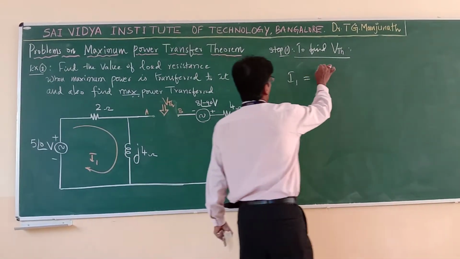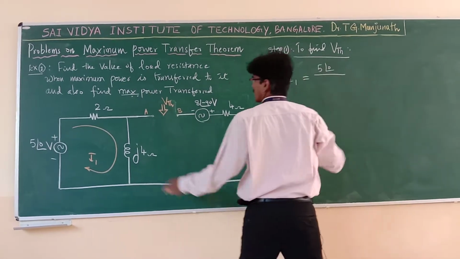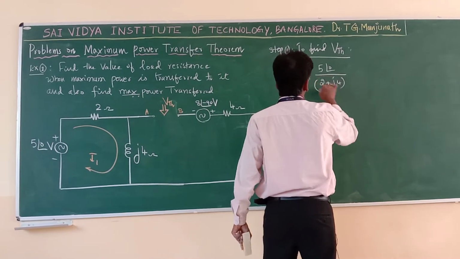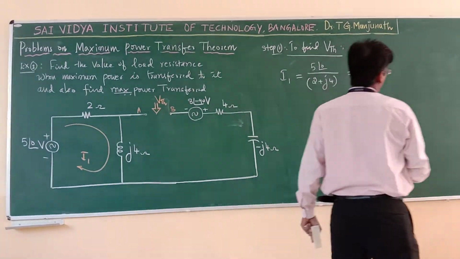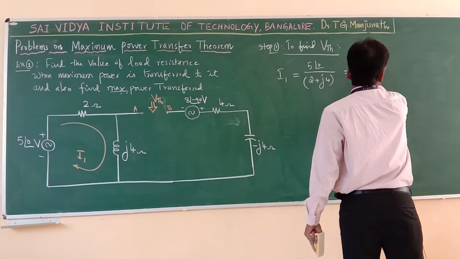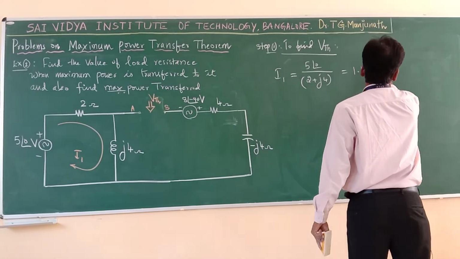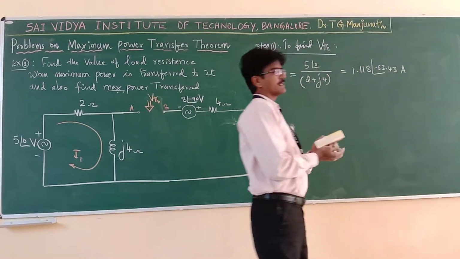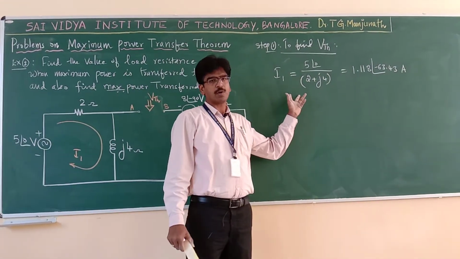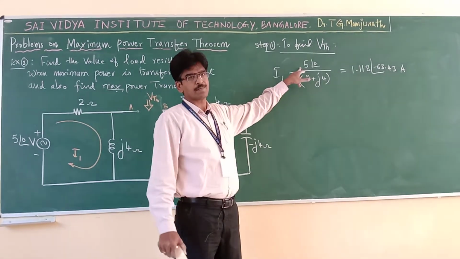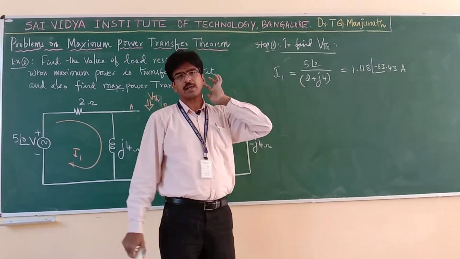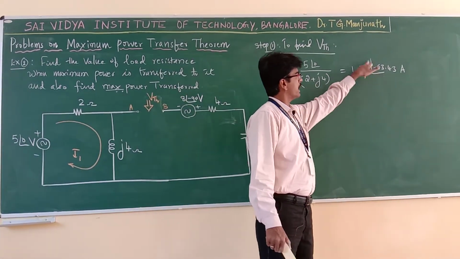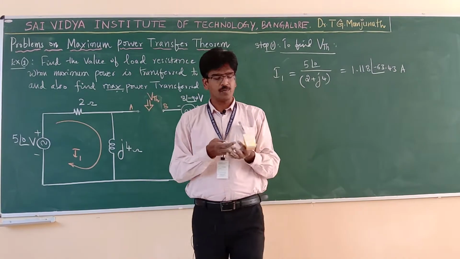V is the voltage 5 at an angle 0. What is the total impedance? 2 plus j4. So I1 is equal to 1.118 at an angle minus 63.43 ampere. To get this, keep the calculator in complex mode and enter this value as it is in your calculator. Then you will get the value 1.118 at an angle minus 63.43.